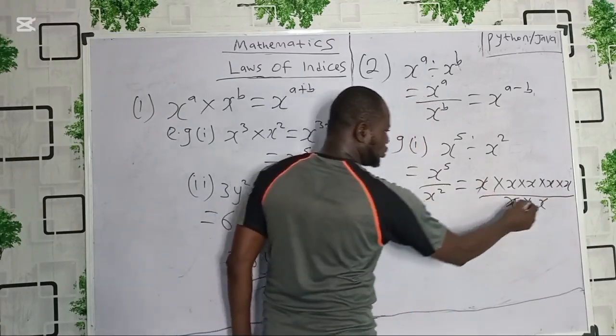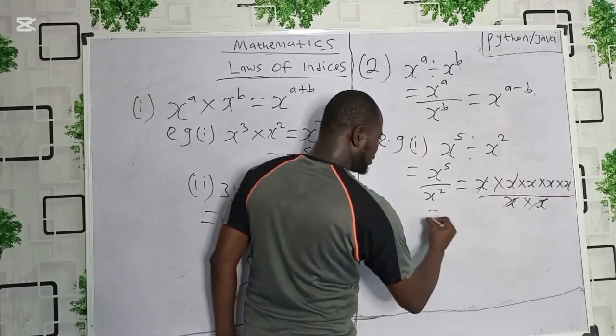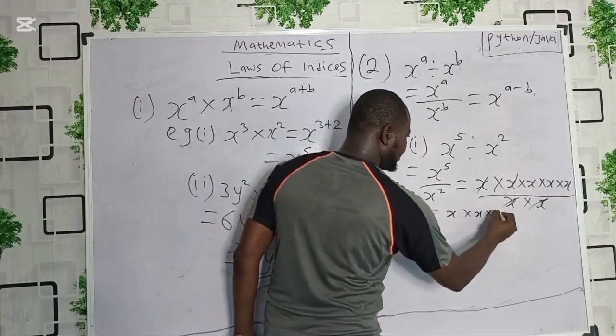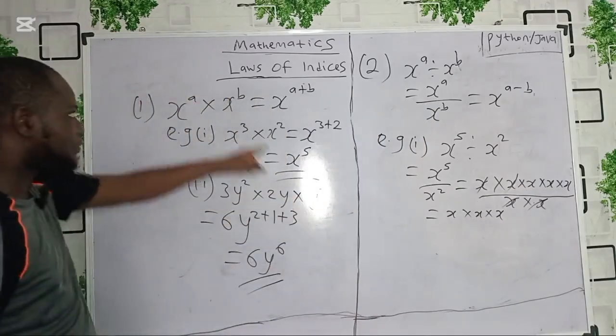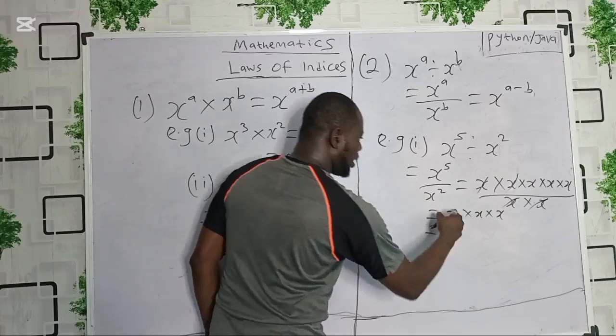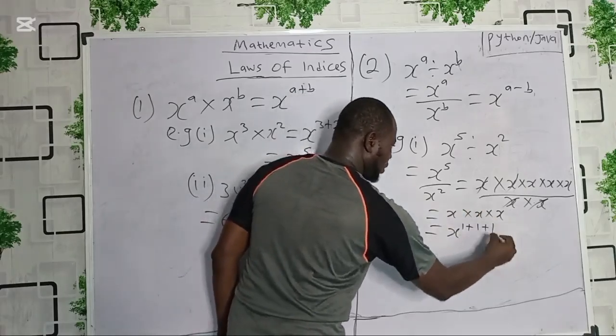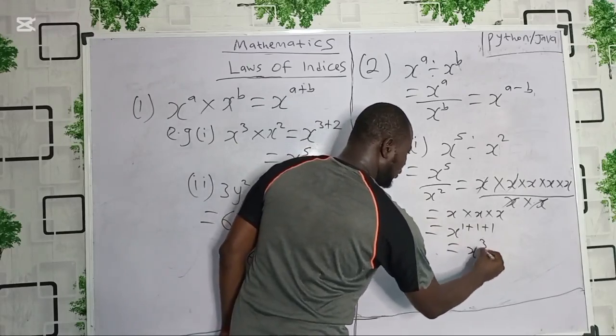Now what will happen? 1x will cancel 1x, good. 1x will cancel 1x, fine. We now have x times x times x. The result is now x times x times x. Beautiful. Now everybody, if I now implement that law 1, it will now become x raised to power 1 plus 1 plus 1. It will now become x raised to the power of 3.